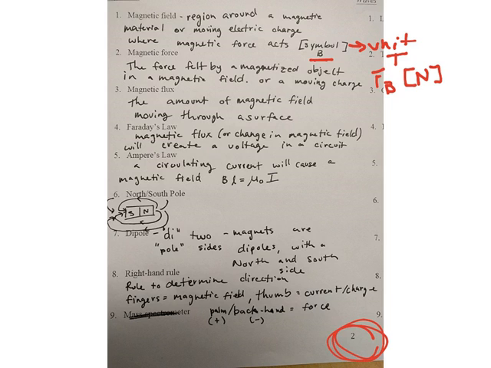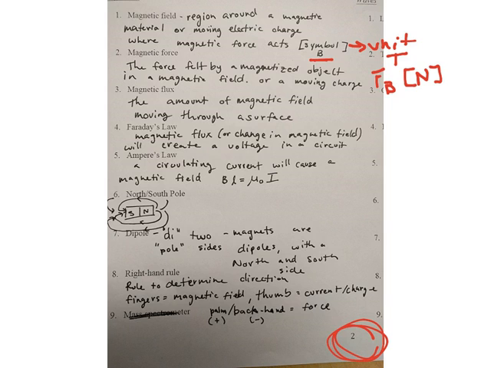3, magnetic flux is the amount of magnetic field moving through a surface. That's when we change our magnetic field. Remember, that's how we got our lights to light, by moving the magnetic field. So, and that's Faraday's law. Faraday's law is the magnetic flux, or a change in the magnetic field, will create a voltage in a circuit.